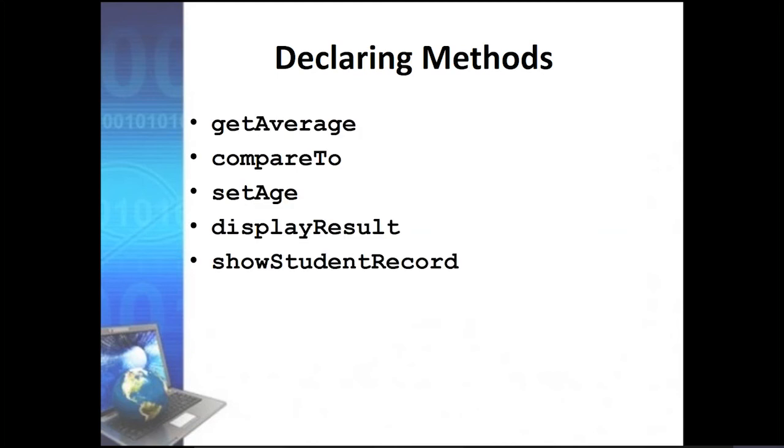For example, you have getAverage, getSetAge, displayResult, showStudentRecord. These are some of the example method names that you can use when declaring a method.